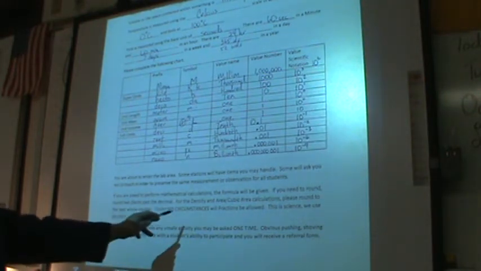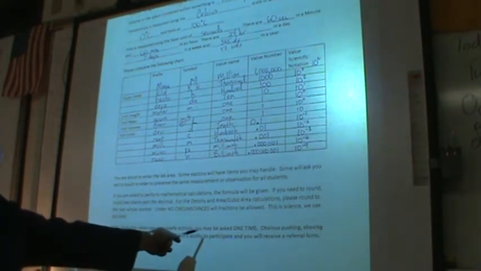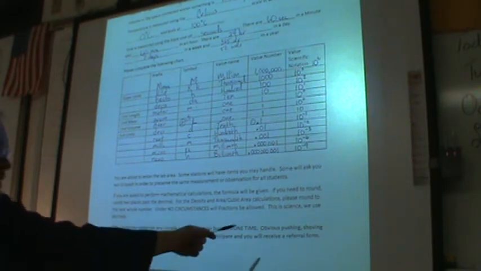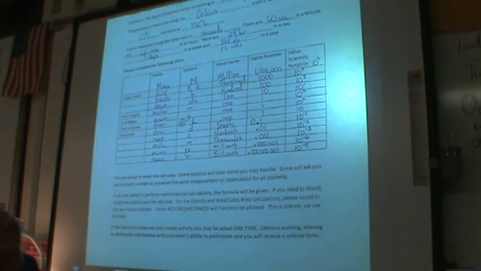If you need to round, I ask them to round 2 places past the decimal, but for density and area calculations, I would like them to round up to the next whole number. And under no circumstances will fractions be allowed, because this is science and we use decimals. I also tell them that in my laboratory, I may, notice the word may, ask them 1 time to stop if there's any kind of fooling around going on. But obvious pushing, shoving, or deliberately interfering with somebody's ability to participate, and we go straight to the referral status.